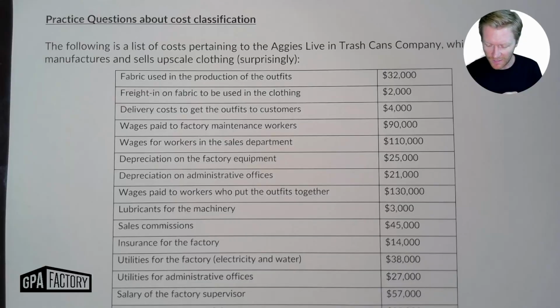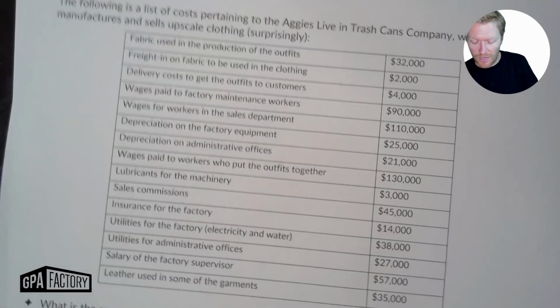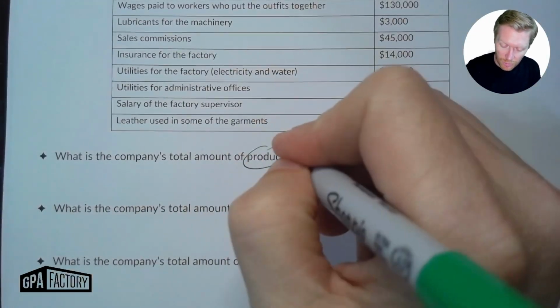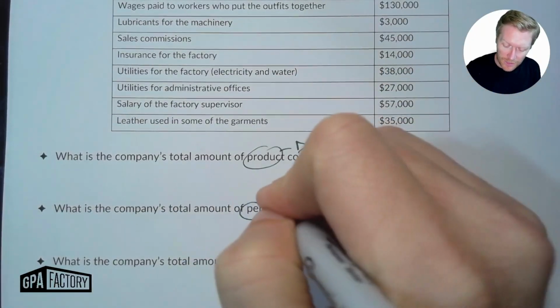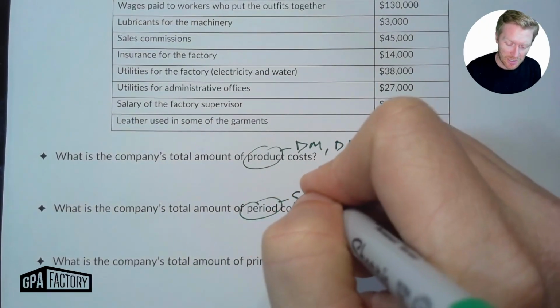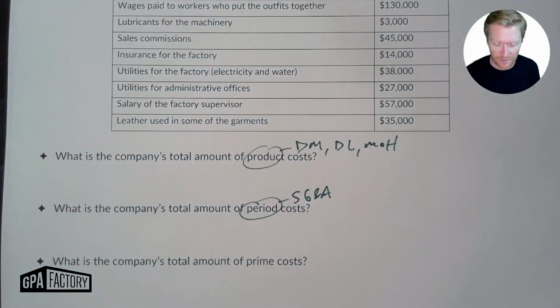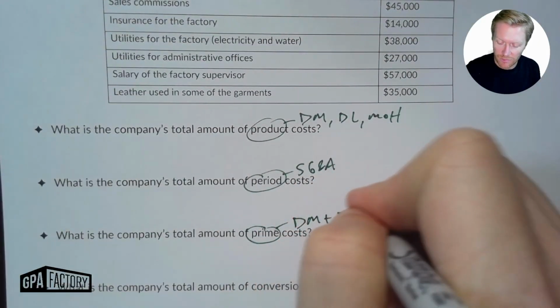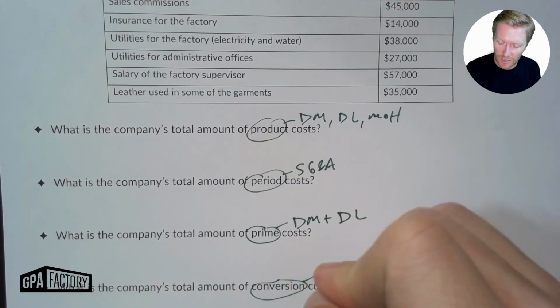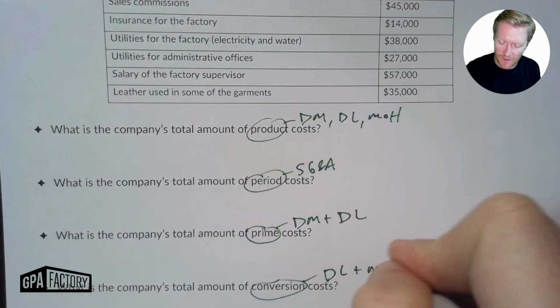We've got all of these different things, and we have to find what are the total amount of product costs, period costs, prime costs, and conversion costs. So very quickly, we're just going to say down below here, our product costs. When we say total product costs, that's direct materials, direct labor, manufacturing overhead. Period costs are just SG&A costs, right? Or S&A costs, selling, general, administrative. Prime costs, very specifically, are direct materials plus direct labor. And then conversion costs are going to be direct labor plus manufacturing overhead.